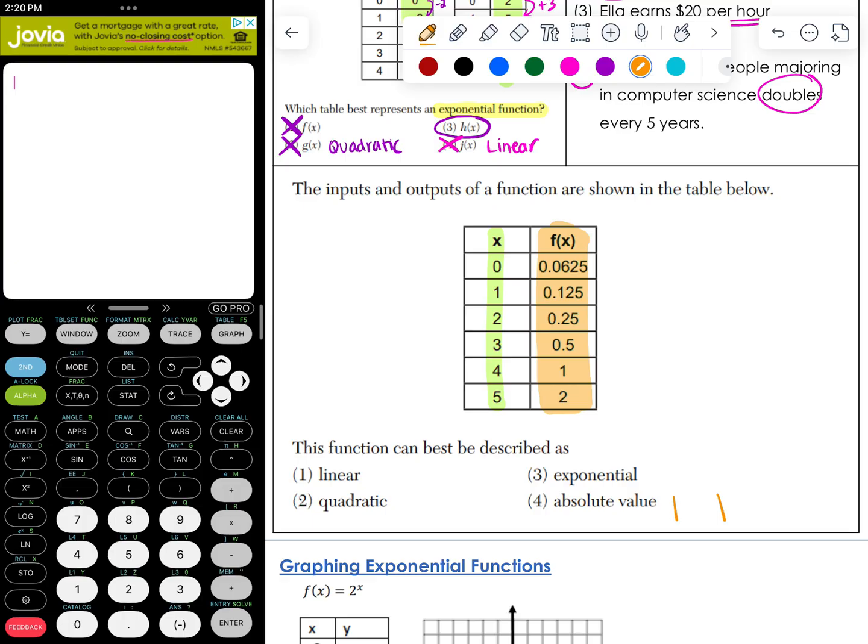Absolute value is this symbol. And what that means is if I take the absolute value of a number, that just equals the number's distance from 0. And so for that reason, choice 4 is out because you wouldn't have different numbers in your x and your f of x columns.